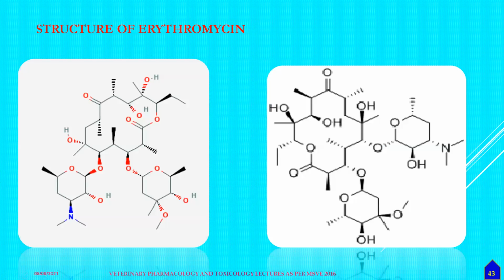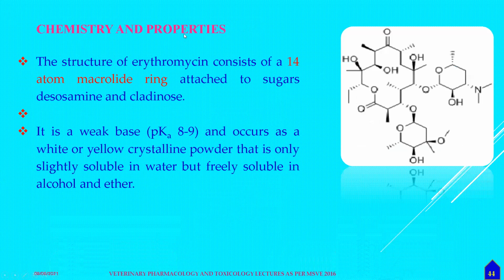This is the structure of erythromycin, which contains the 14-membered ring in this particular structure. The chemistry of this compound: the structure of erythromycin consists of a 14-atom macrolide ring attached to sugars. So this is called the macrolide ring. This particular ring is attached to the sugars desosamine and cladinose. And it's a weak base.